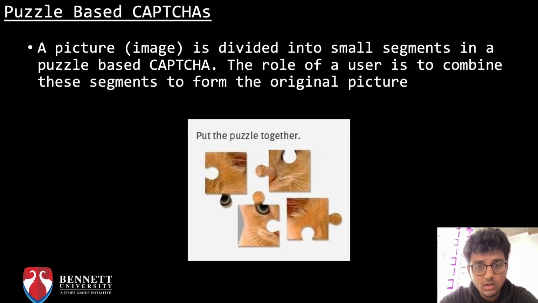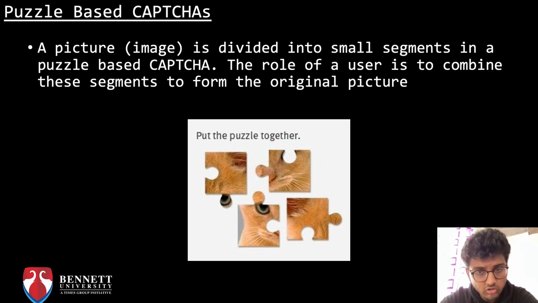Puzzle-based CAPTCHAs. In a puzzle-based CAPTCHA, a picture image is divided into small segments. The role of the user is to combine these segments to form the original picture as shown in the figure. Users find this CAPTCHA interesting to solve. On the other hand, persons with low intellectual ability and low vision can find it difficult to rearrange the segments at their respective positions.